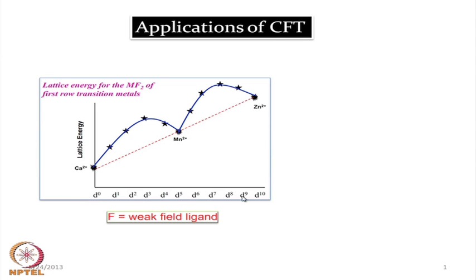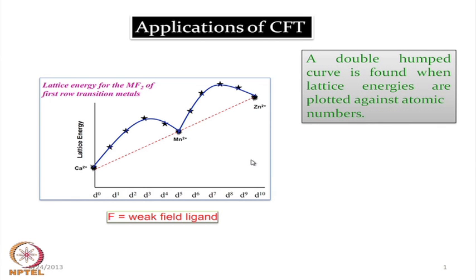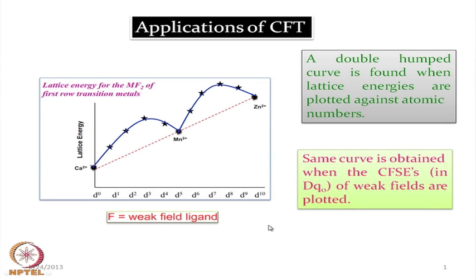we plot those lattice energies against the d electron configurations. So, what we get is nothing but a double humped curve, which is found when lattice energies are plotted against atomic numbers or the number of d electrons. It can be the atomic number from 20 to 30, or from d0 to d10 if we consider them for a plot related to the number of d electrons.